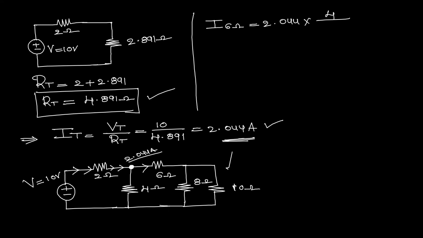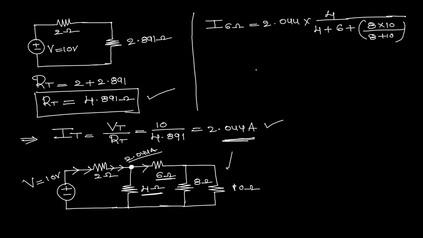So just see how I am writing here. The opposite resistance is 4, divided by the total resistance, which means 4 plus 6 plus the combination of 8 and 10. Now here, 4 is the opposite resistance, divided by total resistance, which means 4 plus 6 plus the combination of 8 and 10.